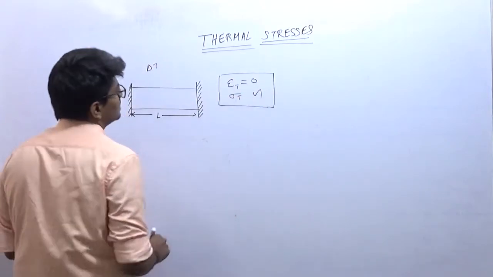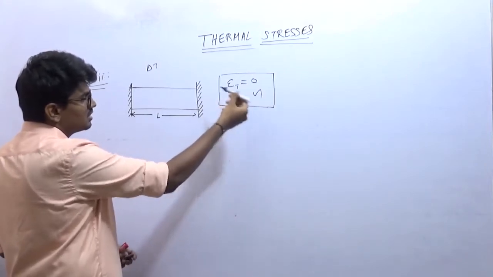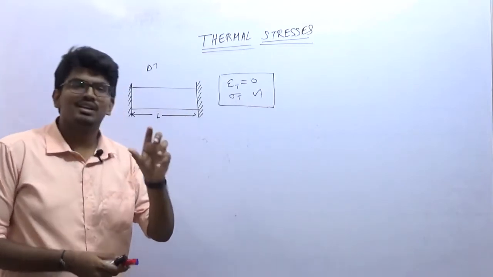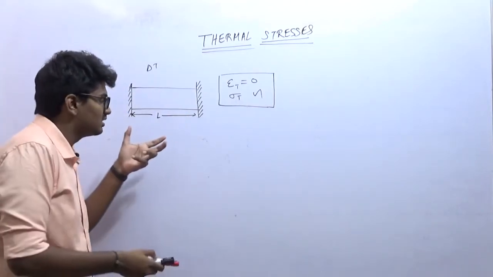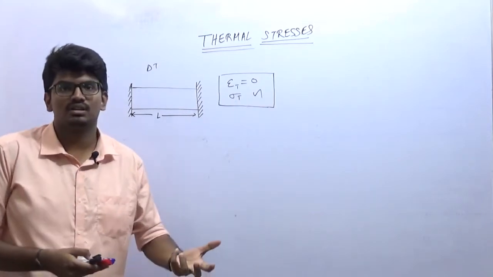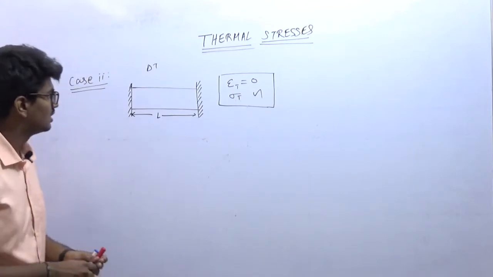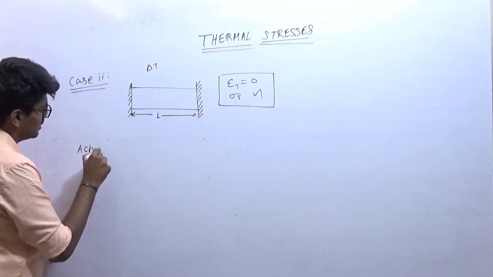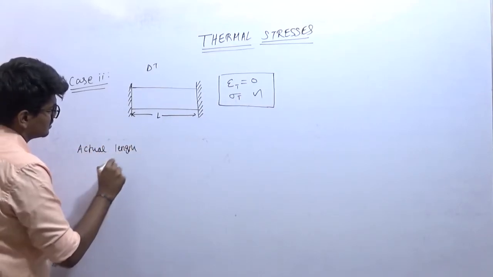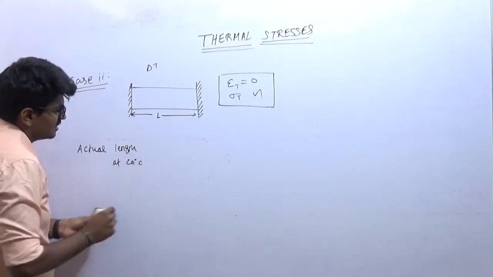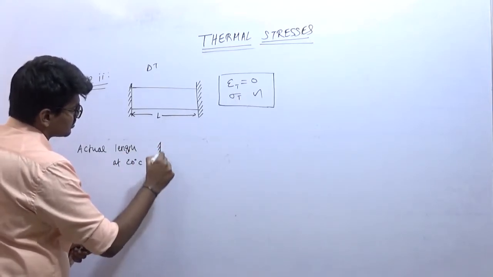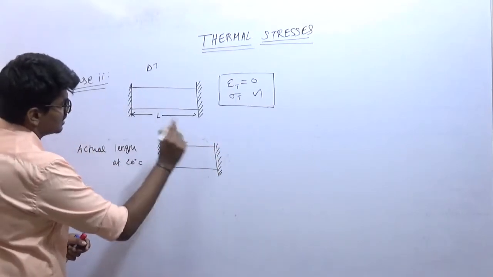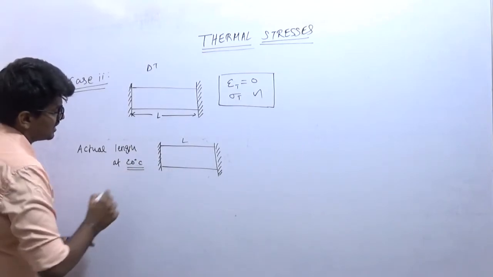And how to determine this sigma T? This sigma T is coming due to the compressive reaction force which is developed. So just listen to me. I will explain with an example so that it will be very easy for you to understand. Let us consider initially it is at a temperature of 20 degrees. So this is how the actual length at 20 degrees Celsius looks. The length is L, initially at 20 degrees Celsius.